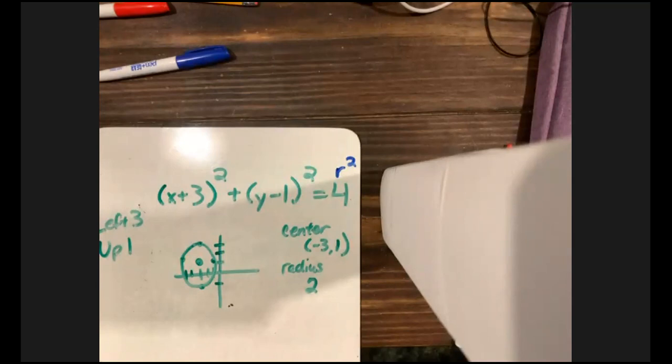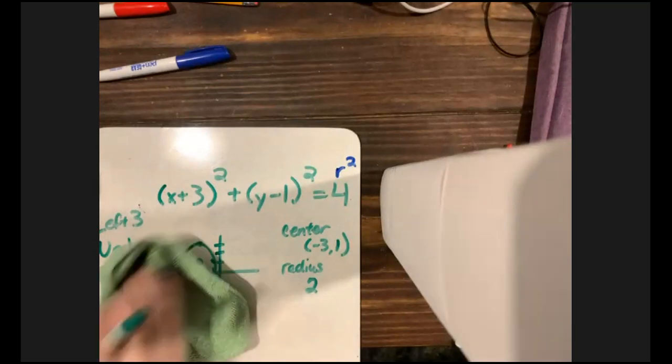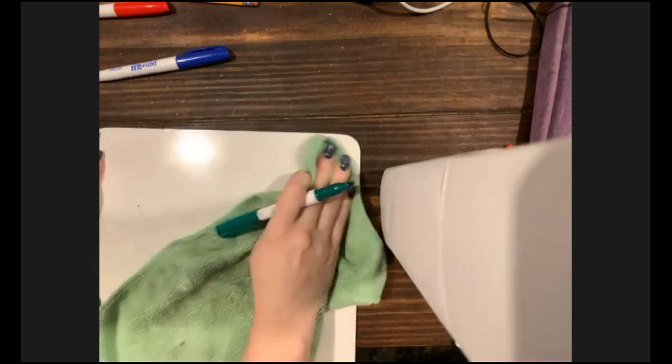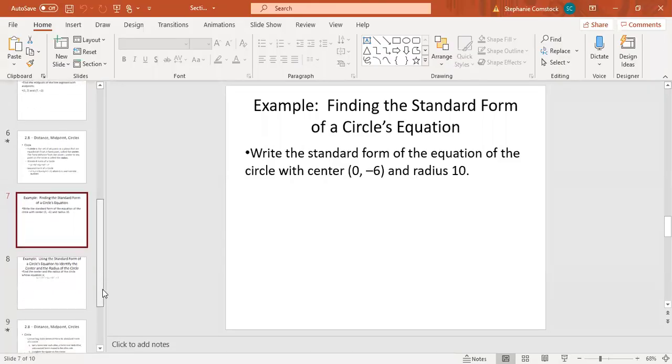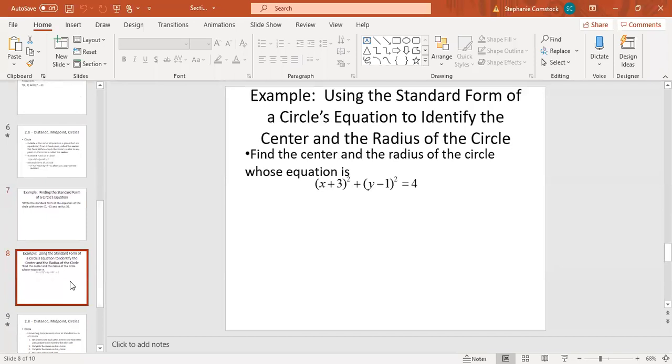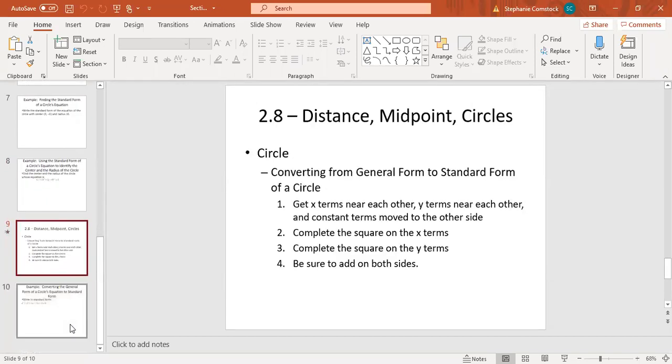So there's that one. Okay? Now, the last thing that we've got to talk about is taking our circles from their general form to this kind of graphable form. Because when they are in that x squared plus y squared plus dx plus ey plus f equals 0 form, you can't graph them.